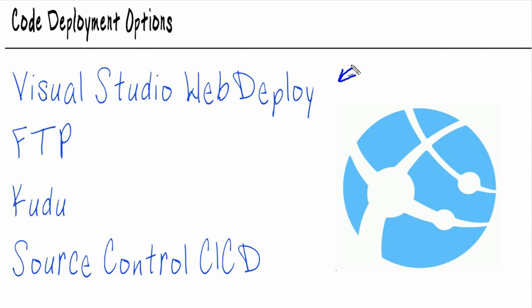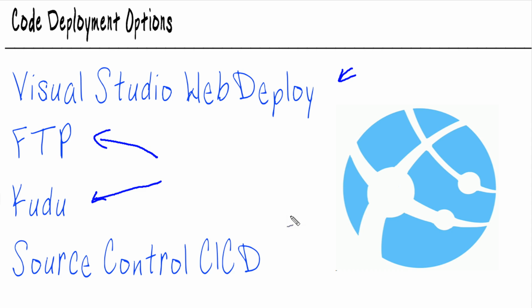We're going to be walking through that. But we're also going to talk about how to deploy using FTP and how to set up those credentials, as well as something that's really cool called Kudu. And Kudu is this back-end explorer where we can actually see the guts of what's running within our app service, as well as it gives us a place where we can edit it on the fly.